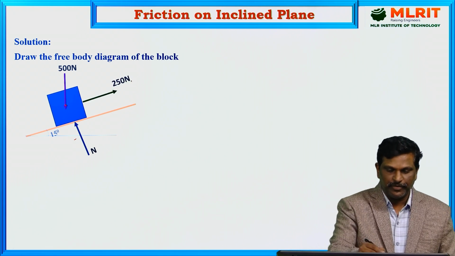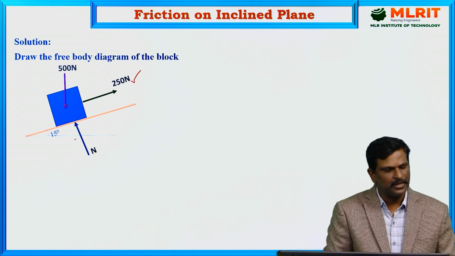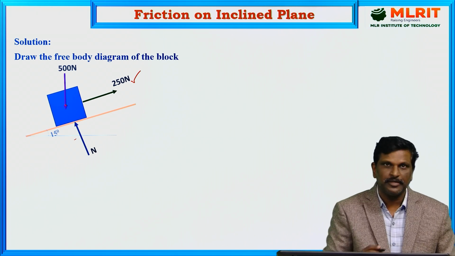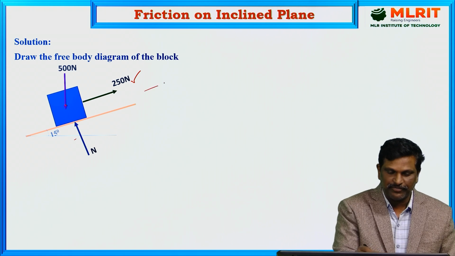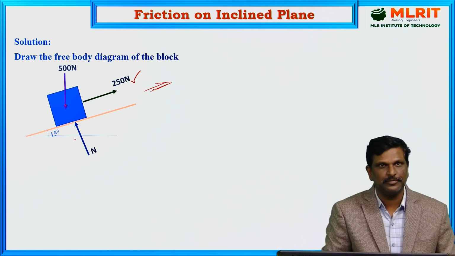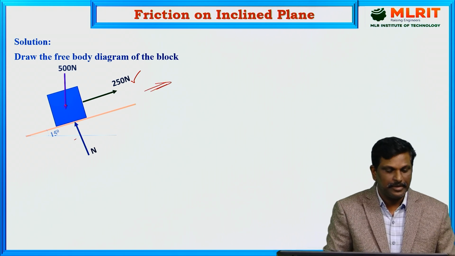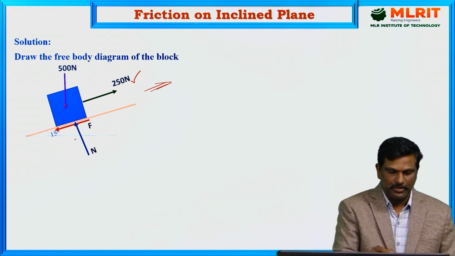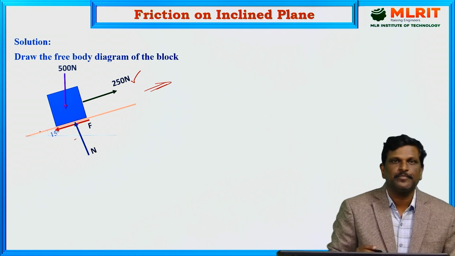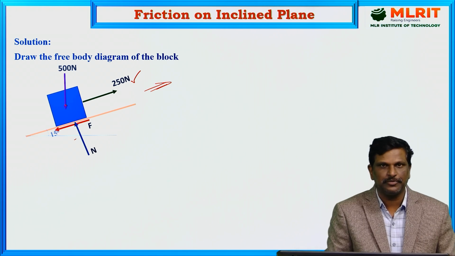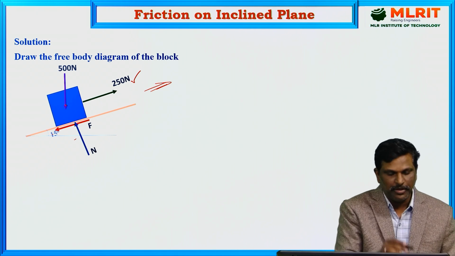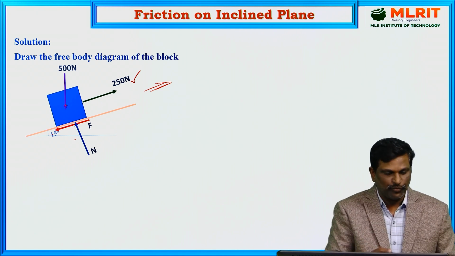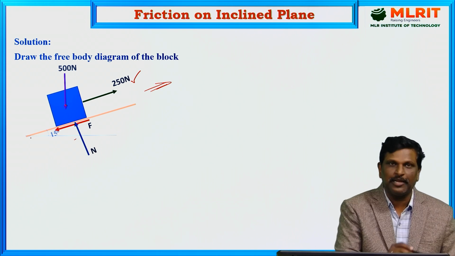Now a force of 250 newtons is applied parallel to the plane in upward direction. If the body is tending to move in upward direction, the friction will be in downward direction at the contact surface. Friction always acts in opposite direction to the motion of the body. Here the body is tending to move in upward direction along the plane, therefore the friction will be in downward direction parallel to the plane or along the plane.